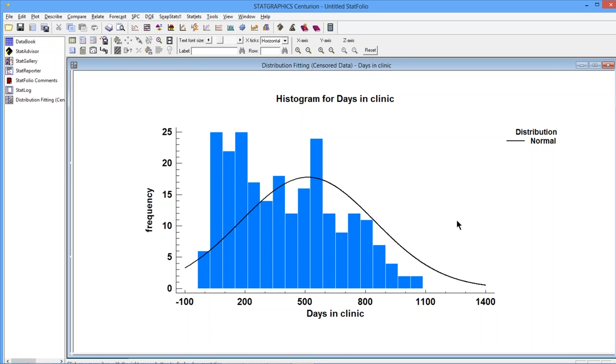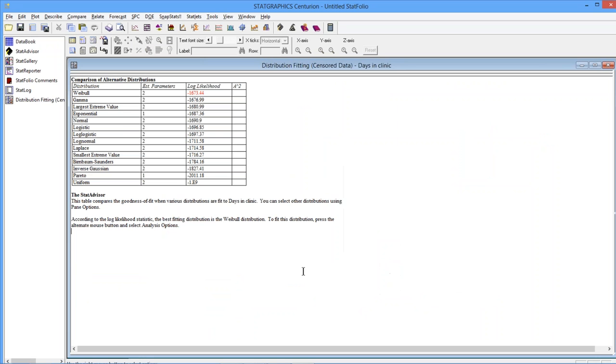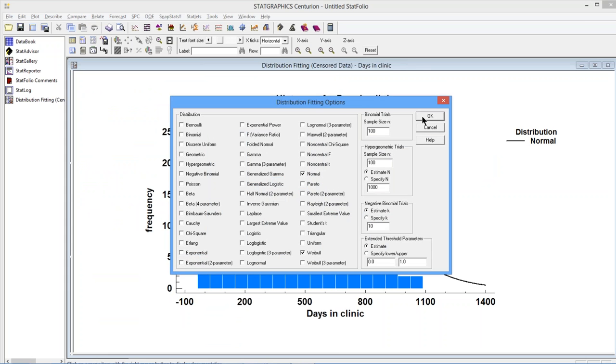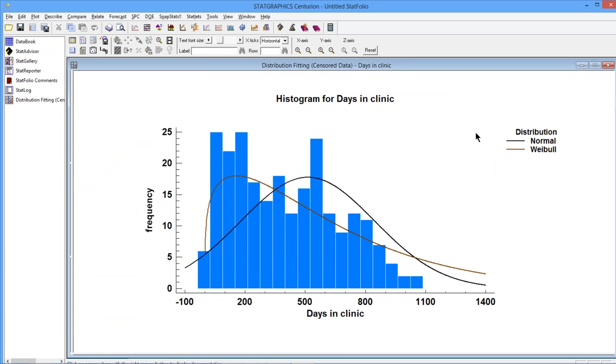Okay. The data, though, are not particularly well modeled by a normal distribution. If I look at the pane over here, which gives me a comparison of alternative distributions, it looks like the best fitting distribution is actually a Weibull distribution. Well, let me go back here and put a Weibull on top of the normal for you. There's the Weibull distribution. The Weibull distribution starts at zero, comes up quickly, and has quite a long tail. And as I said, one of the things about survival times is rarely does a normal distribution do a good job for you.